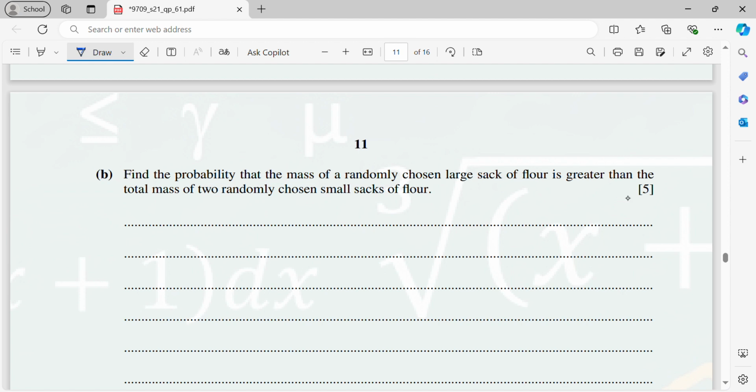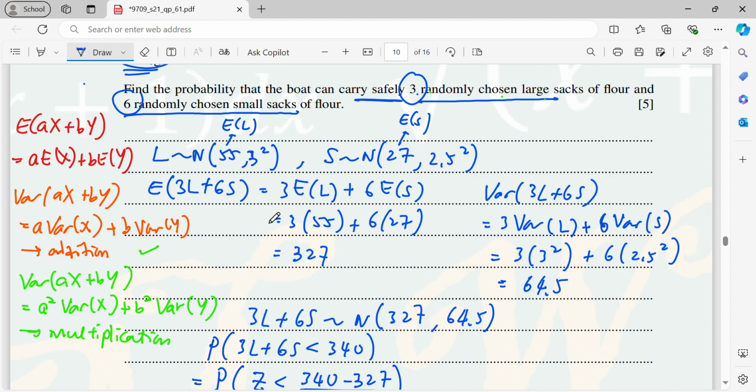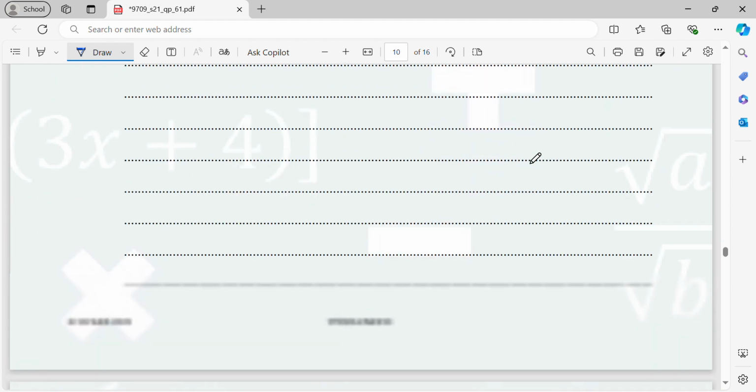B. Find the probability that the mass of a randomly chosen large sack of flour is greater than the total mass of 2 chosen small sacks of flour. Okay, that means now you need to find P(1 large is greater than 2 small). So again here, I need to write this is P(L minus 2S greater than 0). So now I need to calculate E(L minus 2S), that is E(L) minus 2 E(S). So then just calculate using the previous information, 55 and 27 for E(L) and E(S).